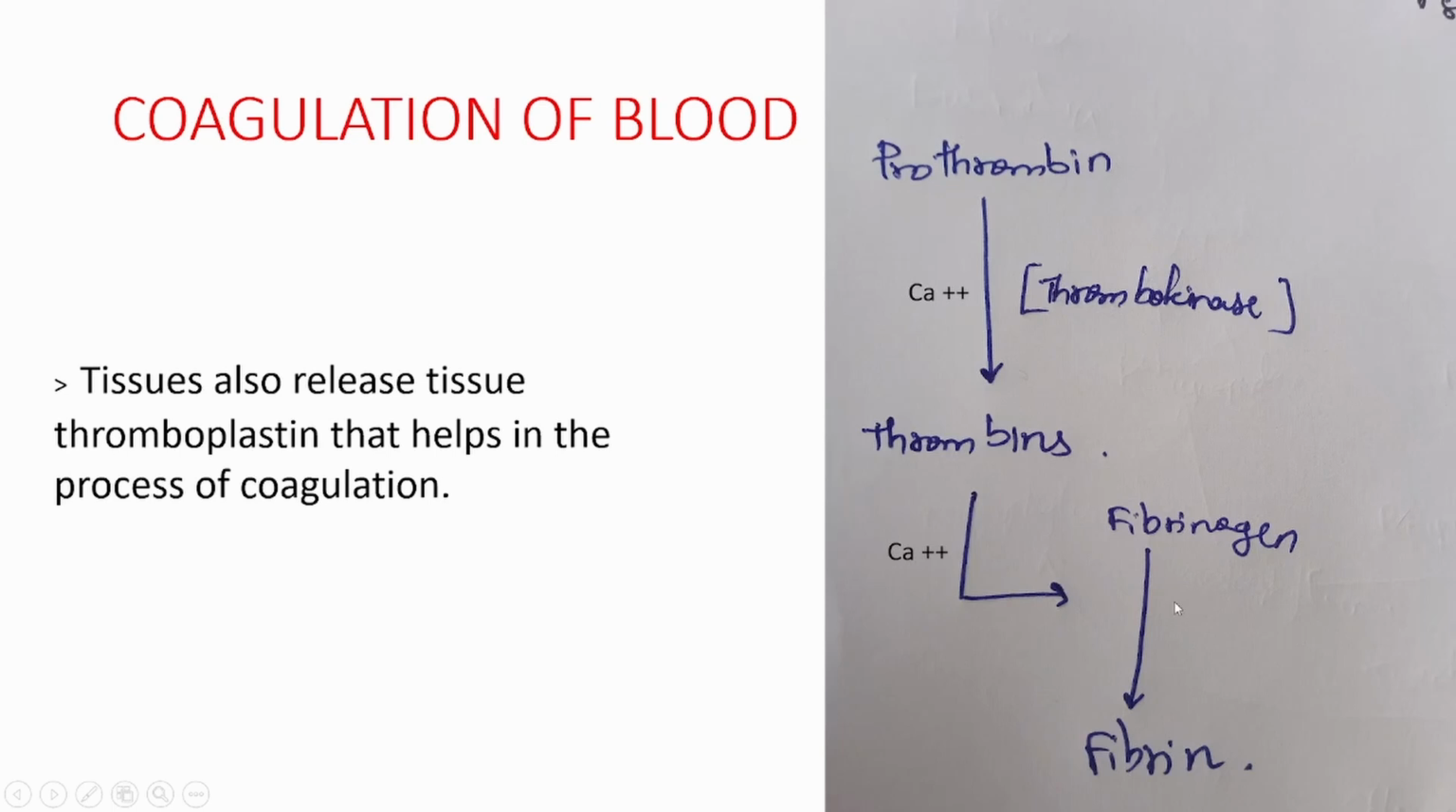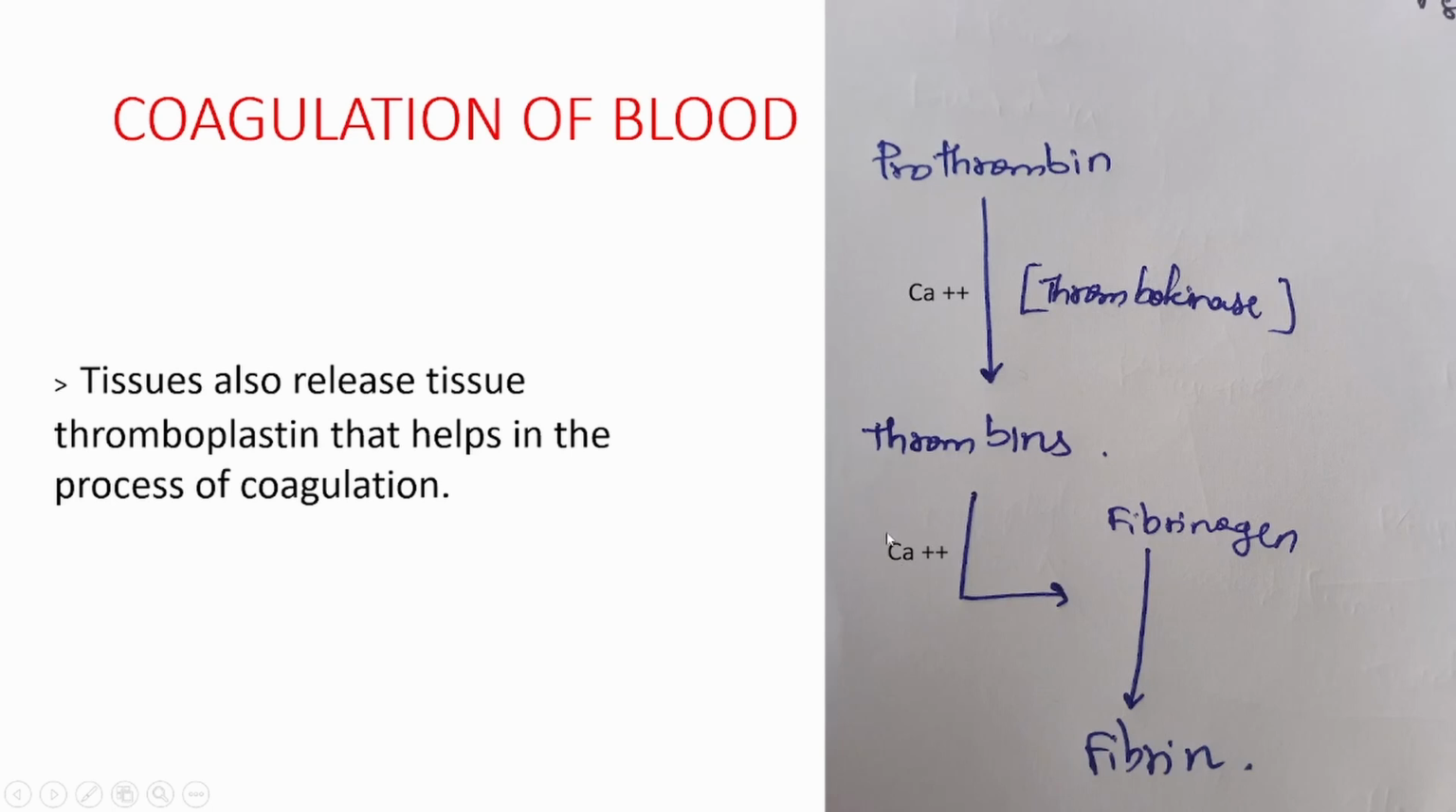You have to remember this flowchart. You can draw this once or twice. And thrombokinase is formed from a complicated enzyme cascade process. The cascade process is not important, but it is important to know that it is formed as a result of a cascade process. Next, you also have to remember that it happens in the presence of calcium ions.